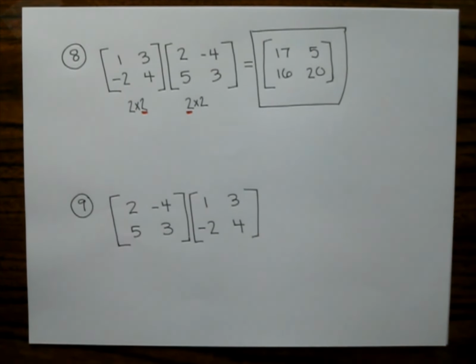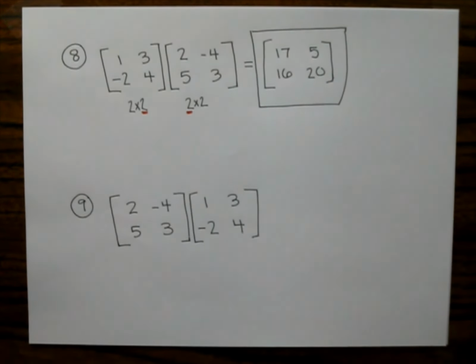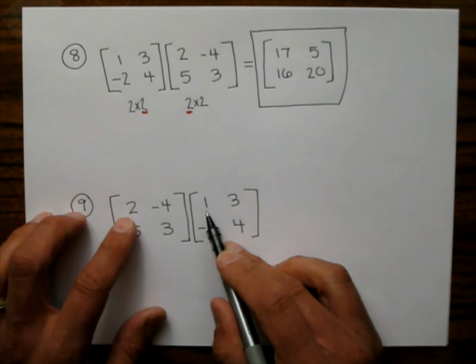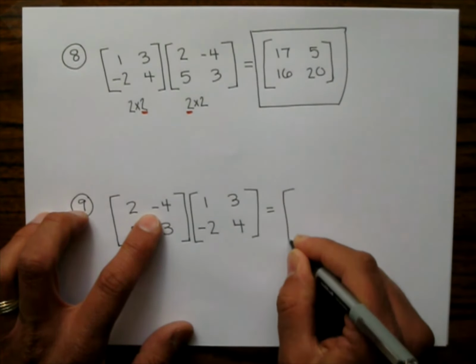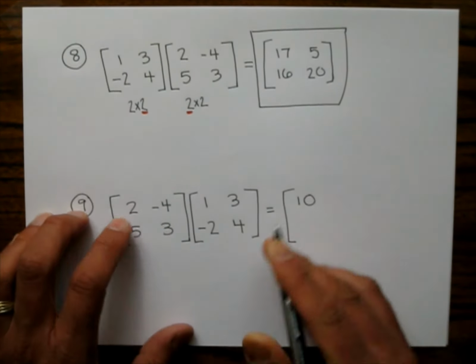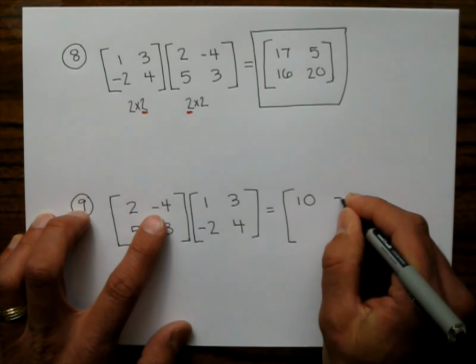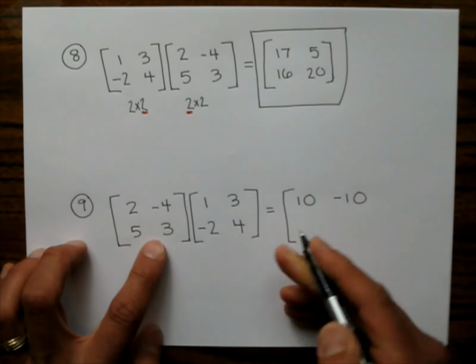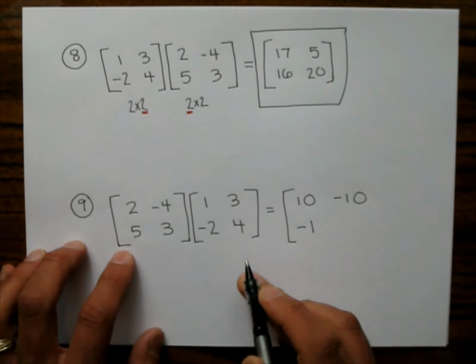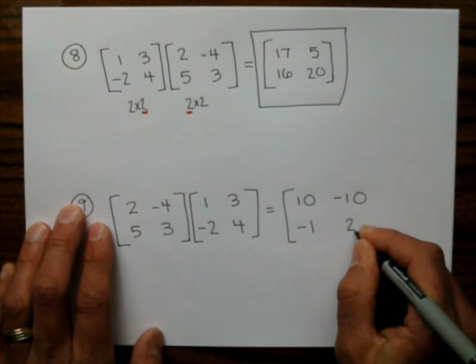Okay, let's go ahead and do this one right here. So I have 2 plus 8 is 10, and 6 minus 16 is -10. 5 minus 6 is -1. And 15 plus 12 is 27.